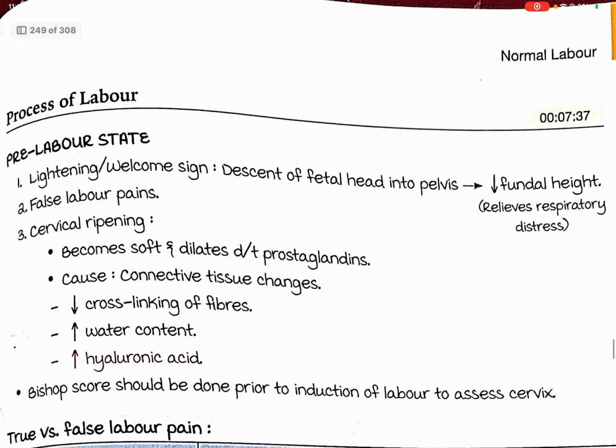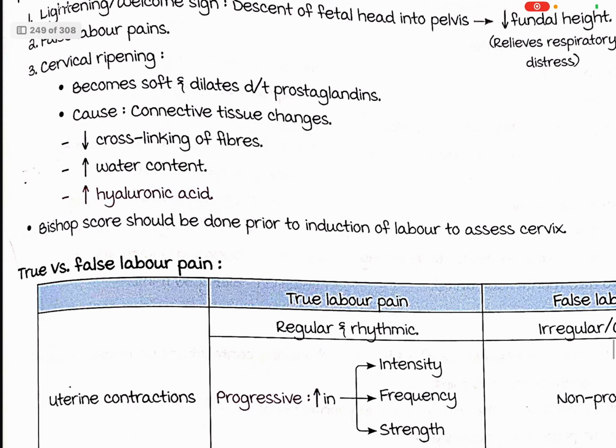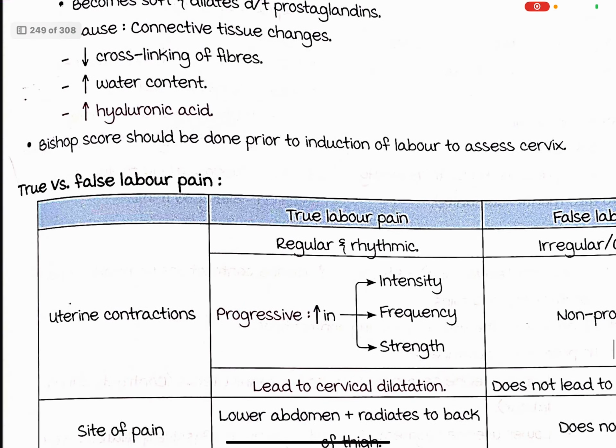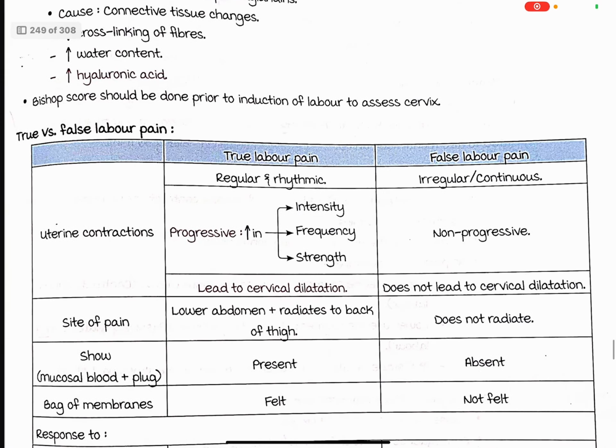Process of labor: pre-labor state, lightening, a welcome sign: descent of the fetal head into the pelvis, decrease in fundal height, relieves respiratory distress, false labor pains. Cervical ripening: becomes soft and dilates due to prostaglandin, causes connective tissue changes, decreased cross-linking of fibers, increased water content, increased hyaluronic acid. Bishop score should be done prior to induction of labor to assess the cervix.